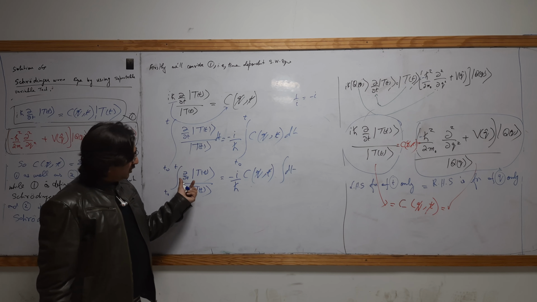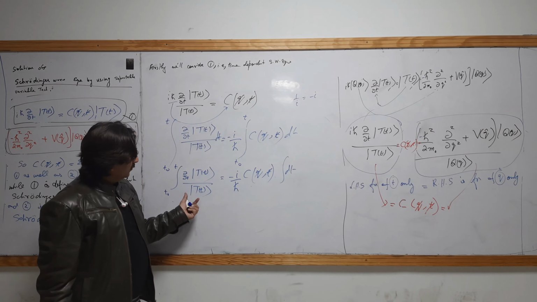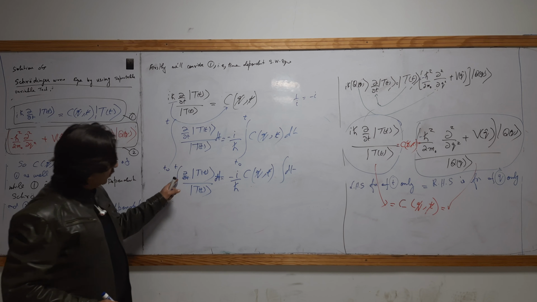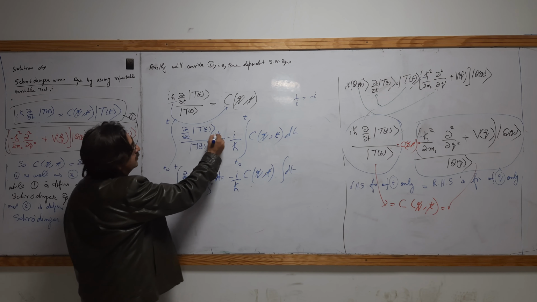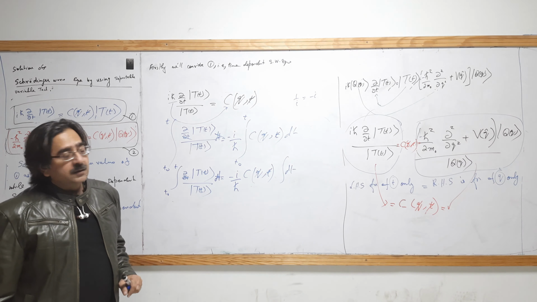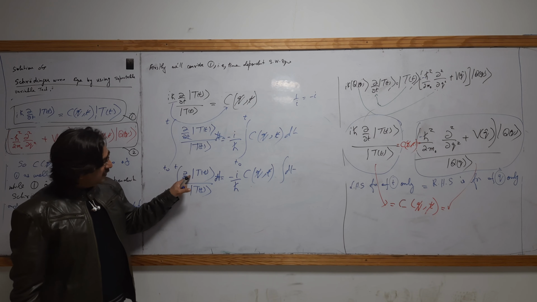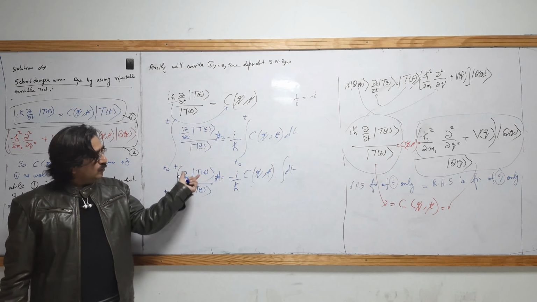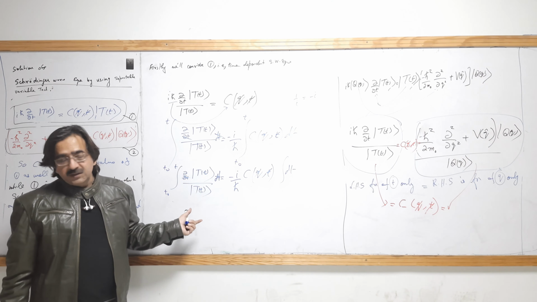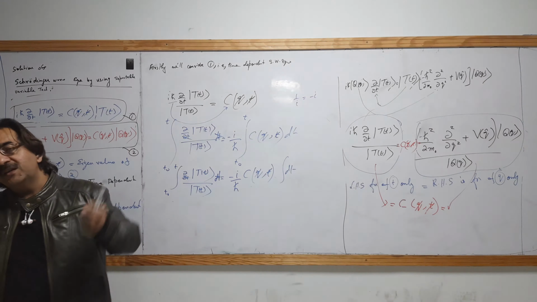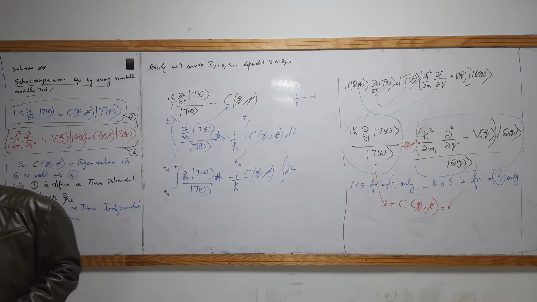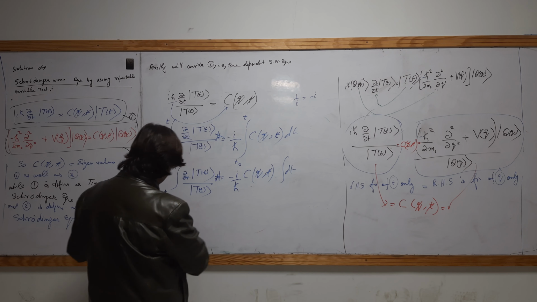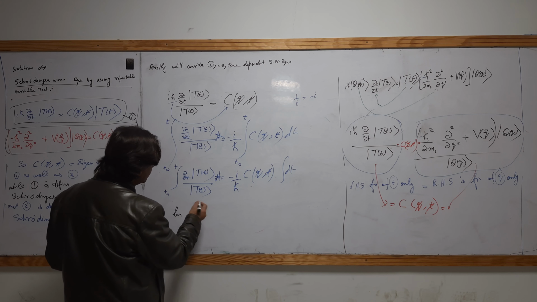The denominator is the function, and the numerator is the derivative of the function with respect to time, that is dt. This dt may be cancelled with this d. When you cancel, the denominator is the function and the upper is its derivative, then that will be a log, a natural log.